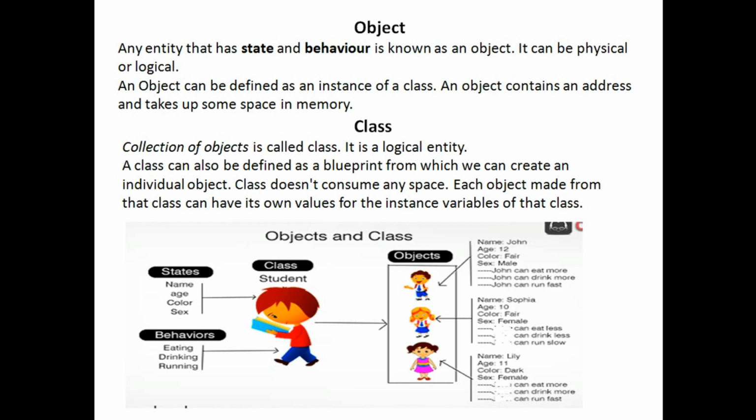Now we are creating three objects under the class student. The first object has the name John, age 12, color fair, sex male. John can eat more, John can drink more, John can run fast. The second object has the name Sophia, age 10, color fair, sex female. Sophia can eat less, Sophia can drink less, and Sophia can run slow. The third object is Lily. It has the name Lily, age 11, color dark, sex female. Lily can eat more, Lily can drink more, Lily can run fast.